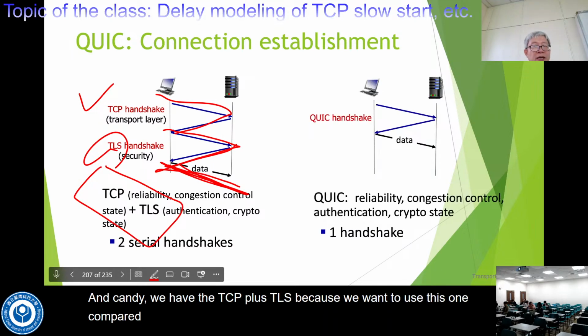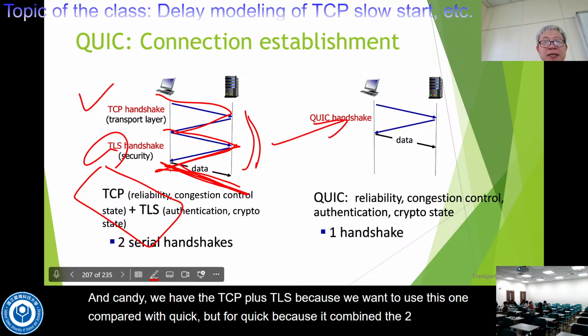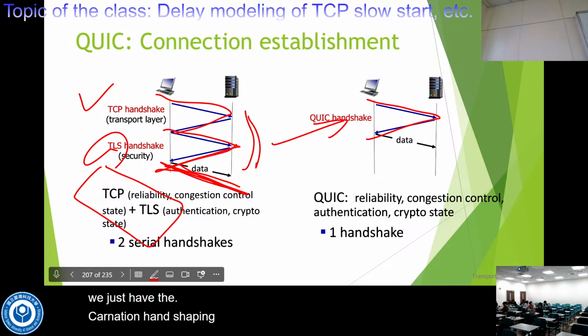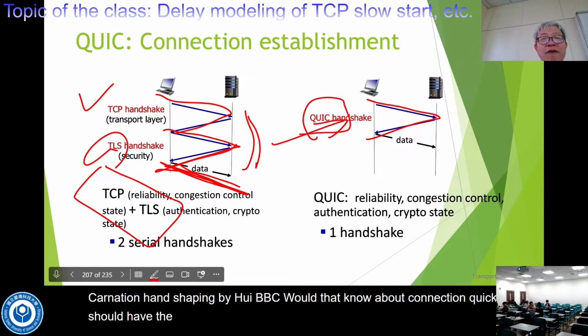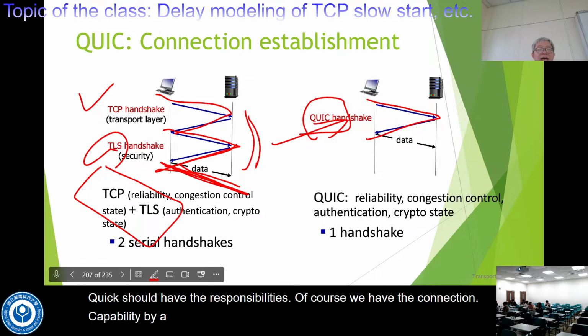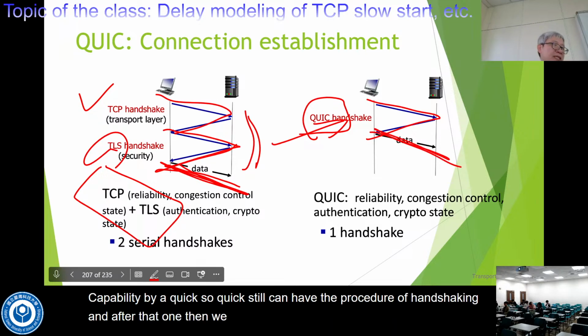But for QUIC, because it combines the two, we just have the connection handshaking by QUIC. Previously, we didn't know about connection. QUIC should take the responsibilities. Of course, we have the connection establishment capability by QUIC, so QUIC can still have the procedure of handshaking. And after that, we can have the first data.